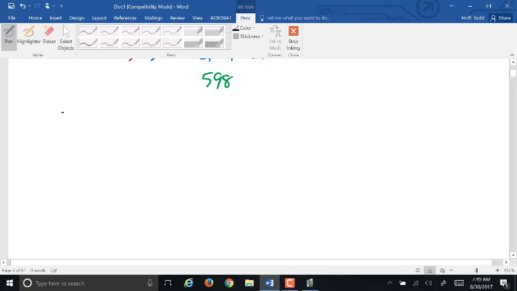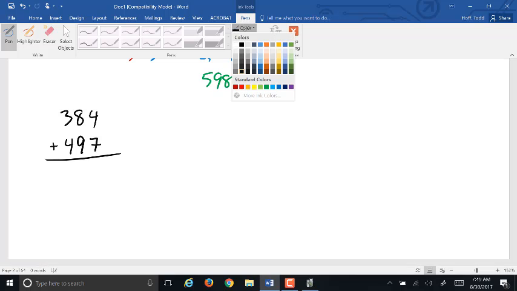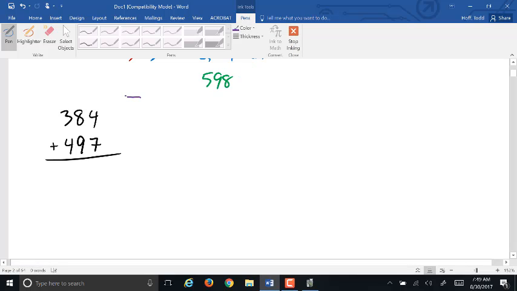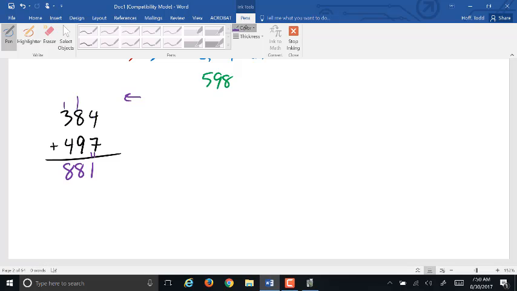So we might have 384 plus 497. We would typically start on the right and work our way back to the left because we might have 4 plus 7 is 11. We keep the 1 and we carry the 1. 1 and 8, 9 plus 9, 18. So we keep the 8 and carry the 1. 1 and 3, 4 plus 4, 8. So we had 881.